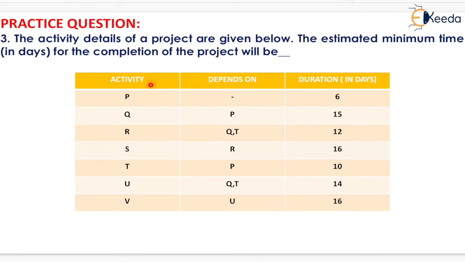Here the activity is shown, the relationship that is "depends on" is shown, and in the last column the duration of the activity is shown in days. Now we will draw the network.